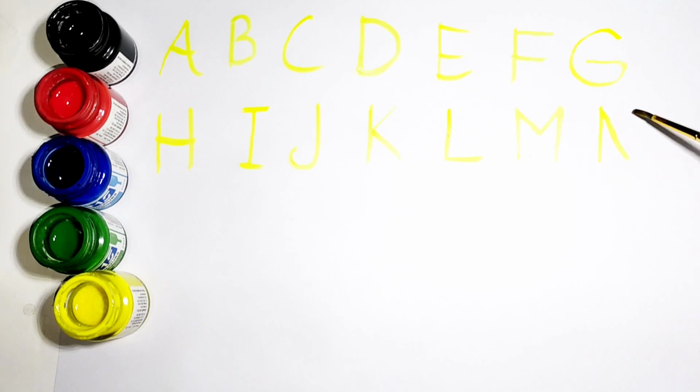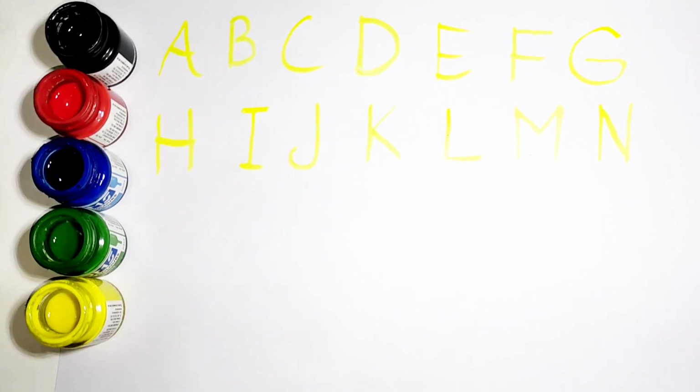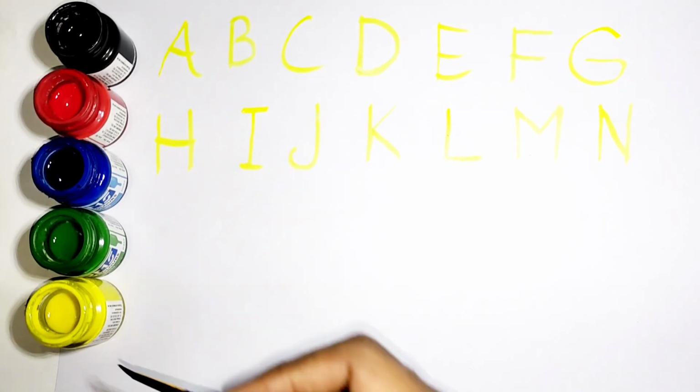Now we draw N. N for nose, N for nest. The next one is O. Kids, now we are using the color of green.